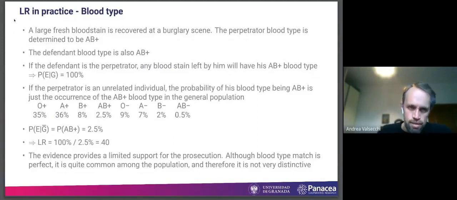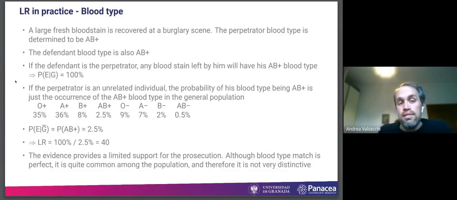Okay, so say that a blood stain had been recovered at the crime scene, and the perpetrator's blood type has been determined to be AB+. And it just so happens that the defendant's blood type is also AB+. So now, let's try to compute the likelihood ratio. If the defendant is the perpetrator, any blood stain left by the perpetrator is going to be AB+. So the compatibility between the perpetrator and the defendant is perfect, it is 100%. This is the first part of the formula.